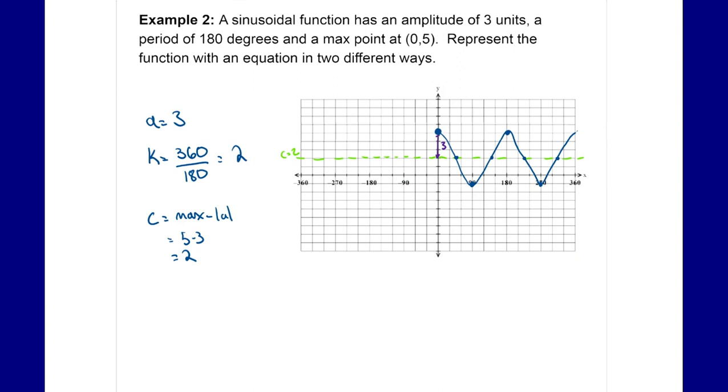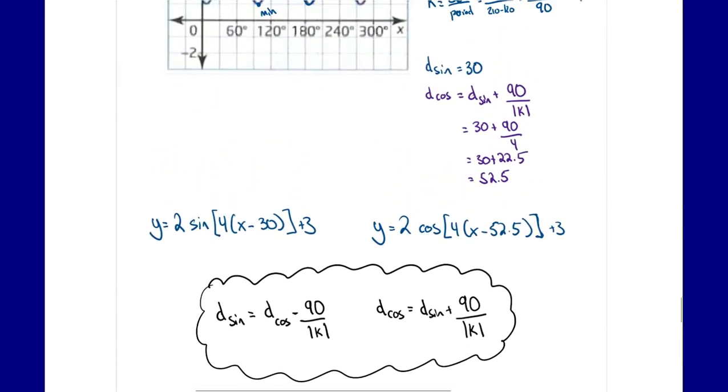I could also look at it as, okay, when is the next one? I could determine the d value of sine or cosine. I think, what did I do for the last one? Cosine was purple.